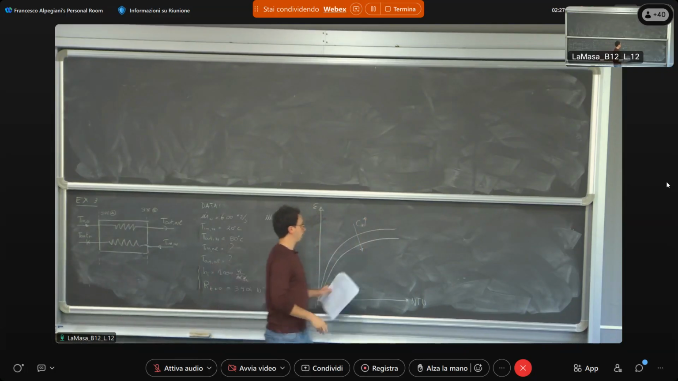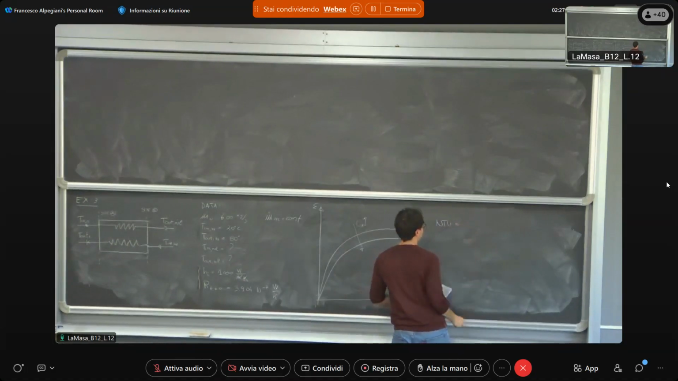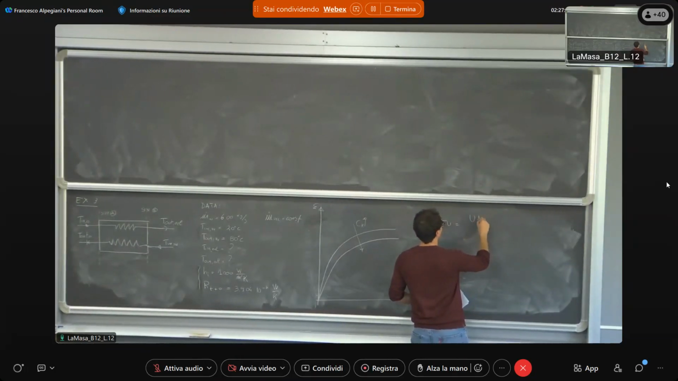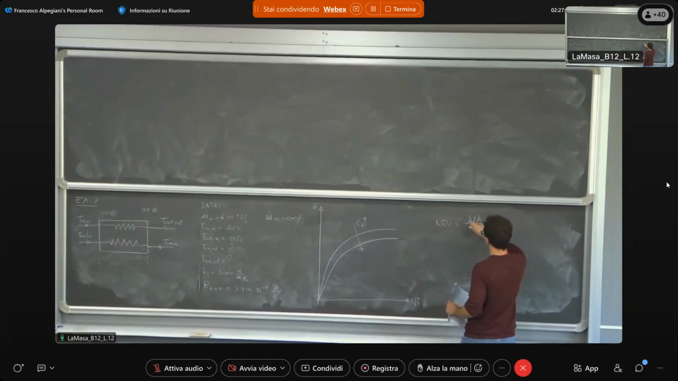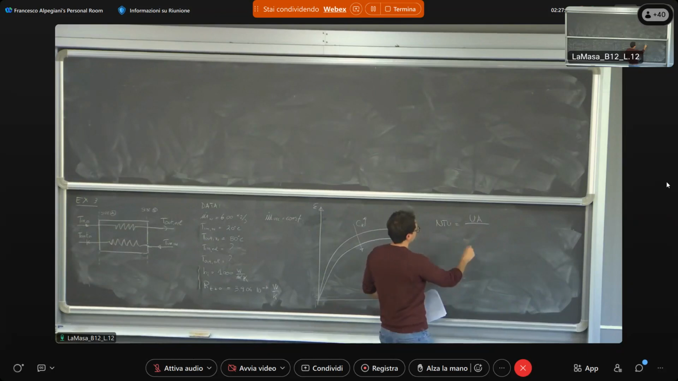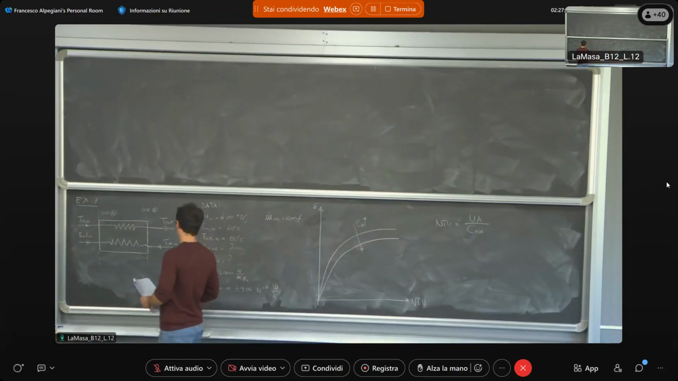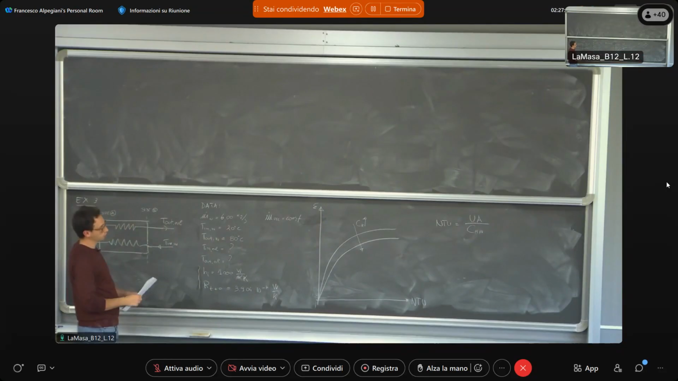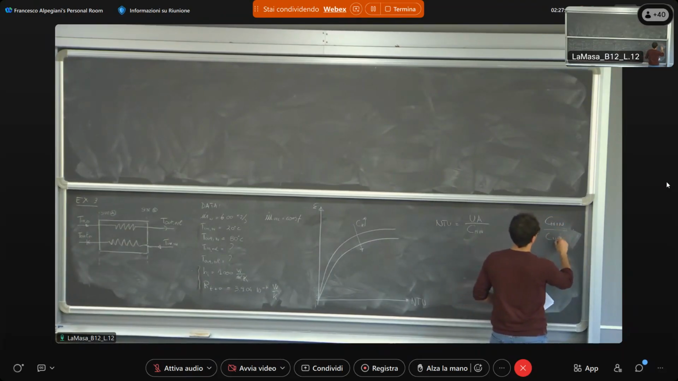Then, what is NTU? NTU is the number of transfer units, and it is the ratio between the global heat transfer coefficient times the area, always referred to the same area, in our case U_i times A_i, divided by C min, the lower heat capacity of the fluid, while CR is the ratio between C min and C max. Okay?